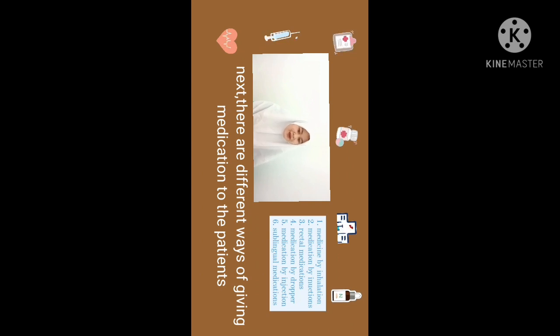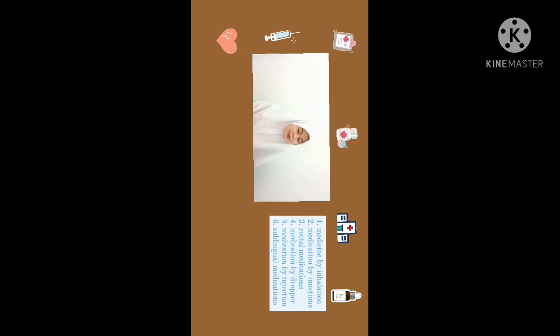Next, there are different ways of giving medication to the patients. Number 1. Medication by inhalation. Type of drugs that are inhaled. For example, inhalers for people with asthma. So later, the drug is inhaled to relieve the asthma symptoms they have.